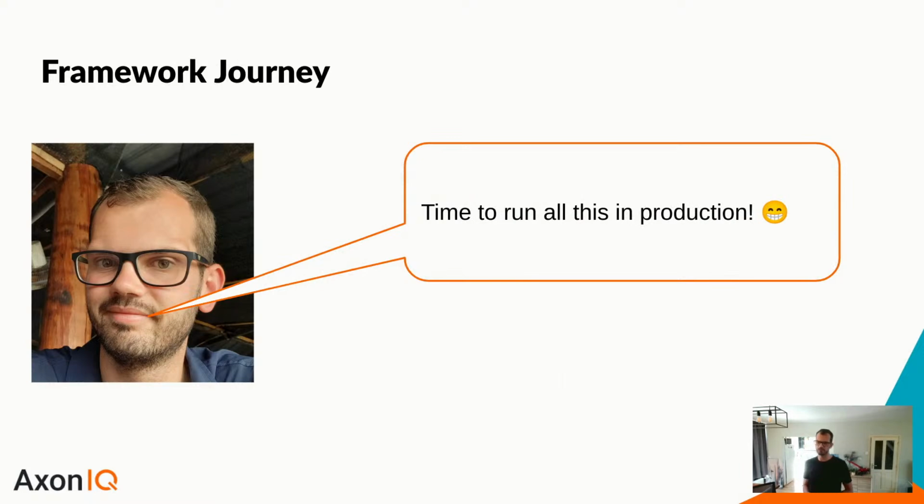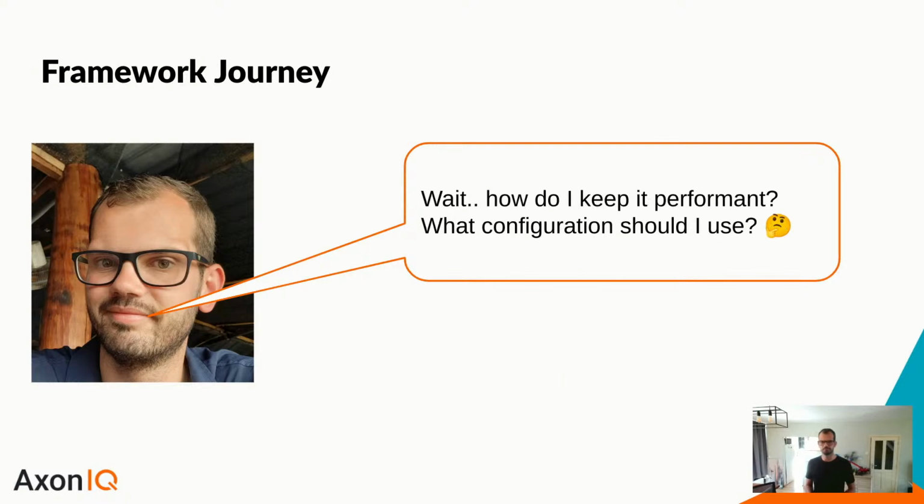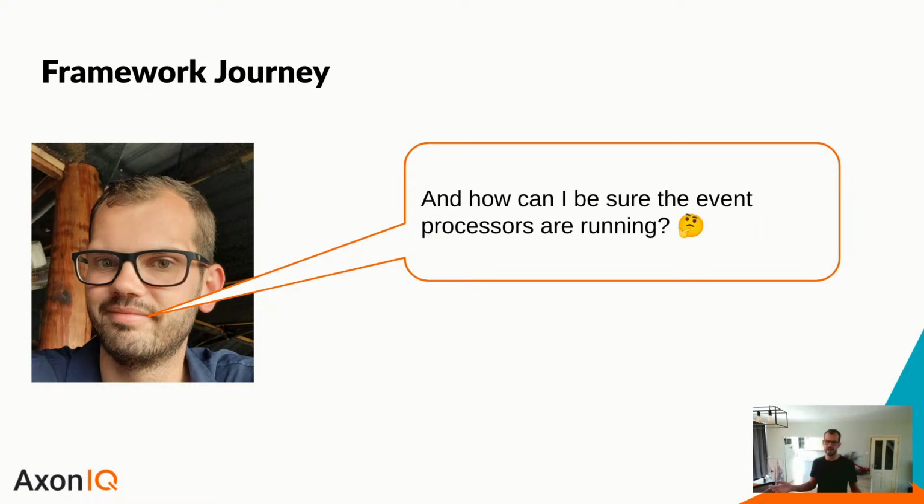However, after some time of experimenting on your local laptop in development and test environments, at some point you have to push the button to run into production. And that's when some things get harder. For example, when you have load on your system, how do you keep it performant? How should you configure Axon framework in order to run optimally? How can I be sure in production that my event processors are still up and running? Do I need to configure metrics? Do I need to configure alerts and stuff like that?